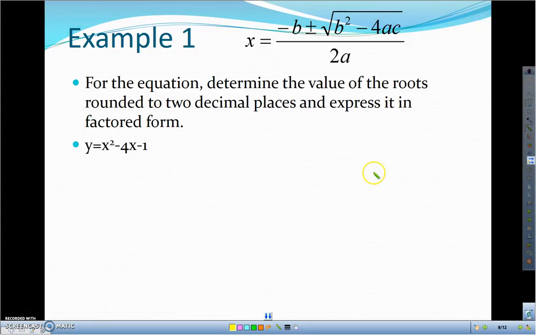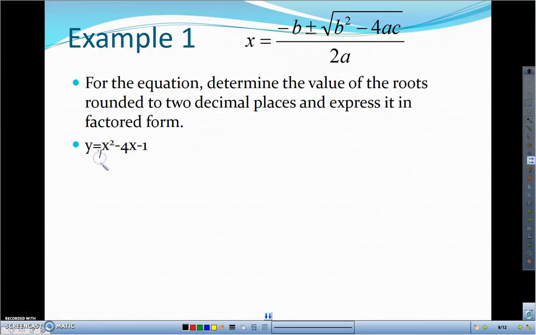For the equation, determine the value of the roots, round it to 2 decimal places, and express it in factored form. And the one thing about this lesson is, if you did try and factor this, you're not going to be able to find two numbers which multiply to minus 1 and add to minus 4. So, we begin.